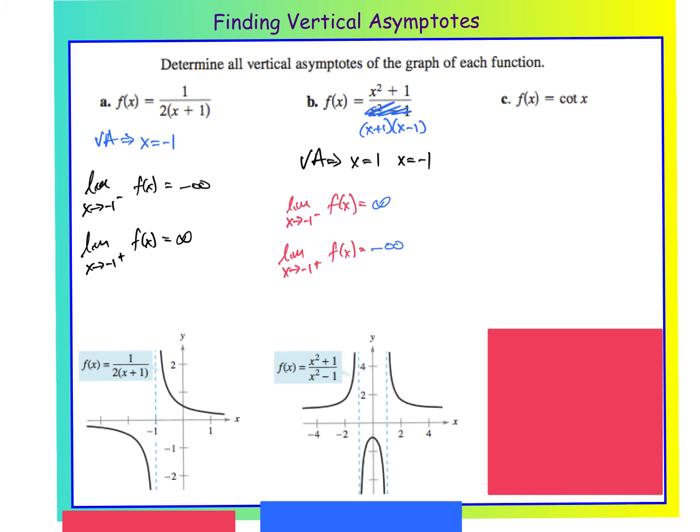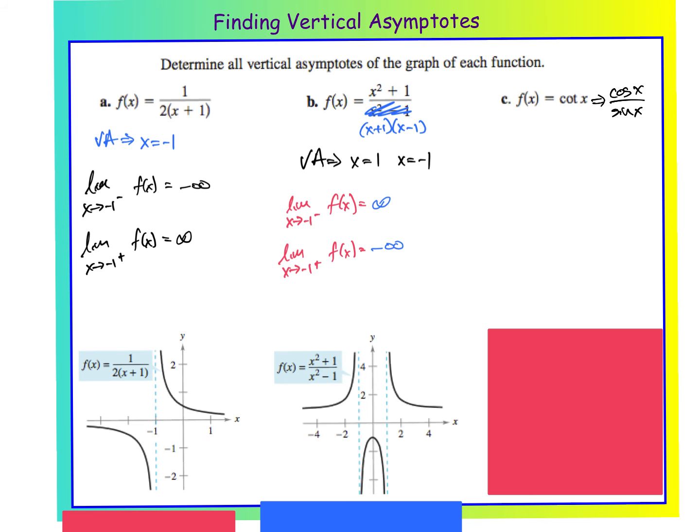Cotangent x. How would I probably think of cotangent x? Good, cosine over sine. Love it. On your homework, you're going to get a secant. How would I highly suggest you work with a secant? 1 over cosine, okay? I really would work with it that way. Now, when am I going to have a vertical asymptote with this cotangent?